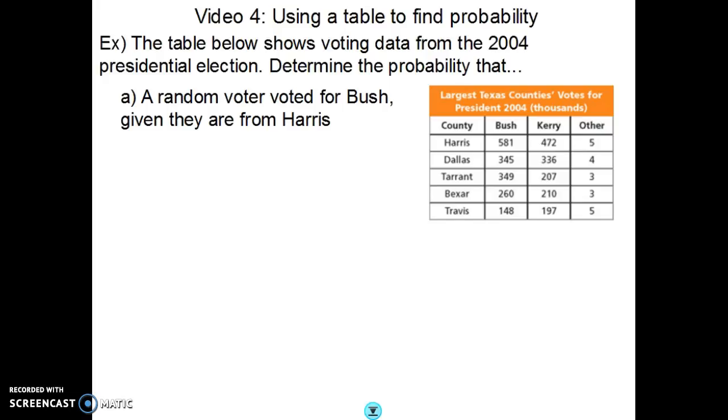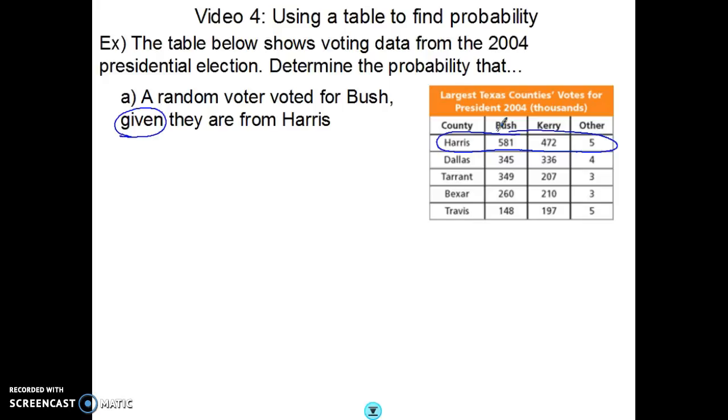Now, an important word to note here is this word given coming up again. When you see that, that means that we can already assume that this following portion is true. So in this case, we already know that they are from Harris County, which actually limits what we have to look at a little bit. If we know they're from Harris County, then this row right here is the only data we care about, which makes this problem a whole lot easier.